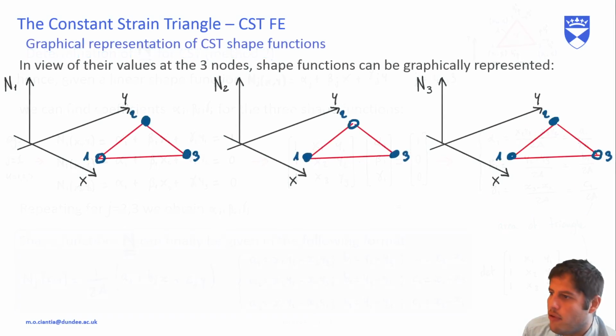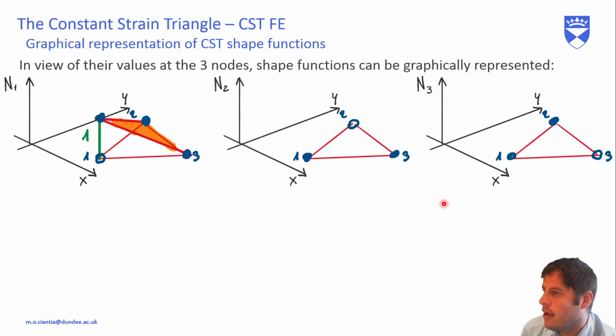And if we move on to the next slide, we can see that the graphical representation is pretty simple. N1 is actually the description of this plane, where according to the position x, y inside the element, N1 will assume the value of this projection. So when x, y are at this point, N1 is 1. When x, y are at this point, it is 0. Along all this line it will be 0 until there.